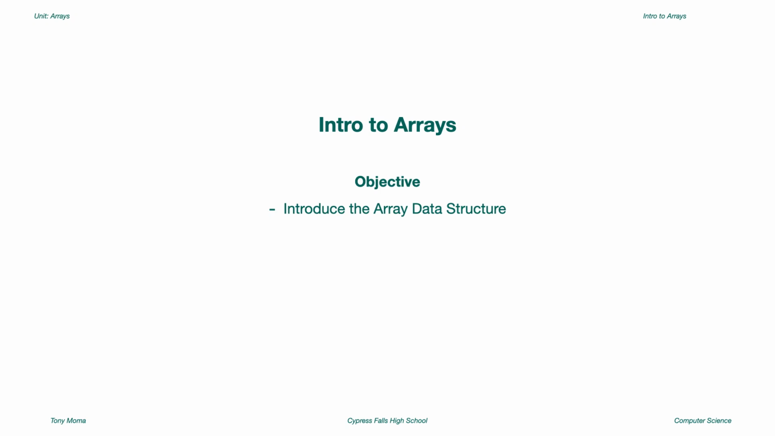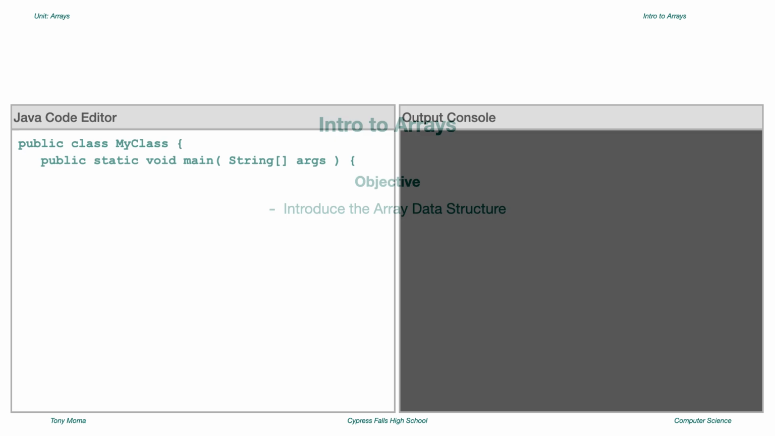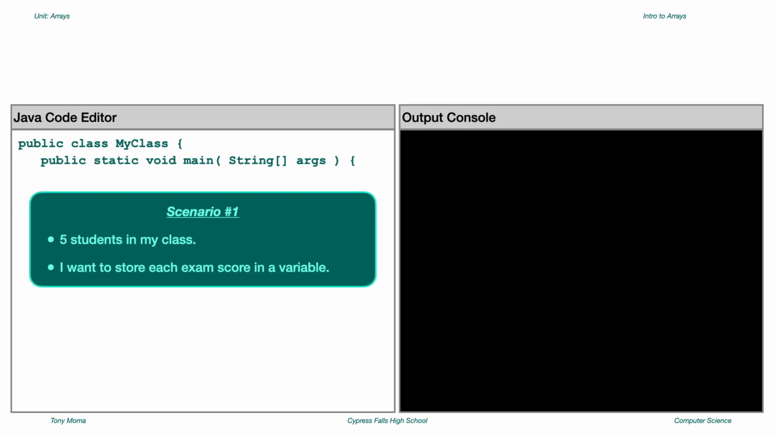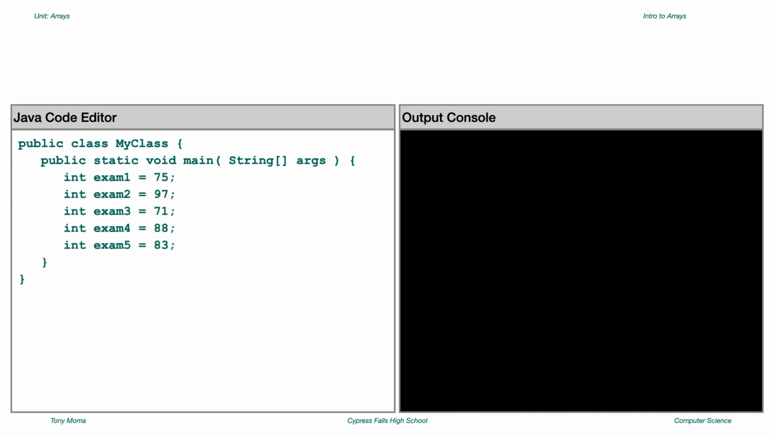Intro to arrays. In this video, we will introduce the array data structure. Scenario 1. Suppose there are 5 students in my class, and I want to store each of their exam scores in a variable. Based on what we've learned so far in this course, the only way to do that would be to declare 5 separate integers to store each exam score.